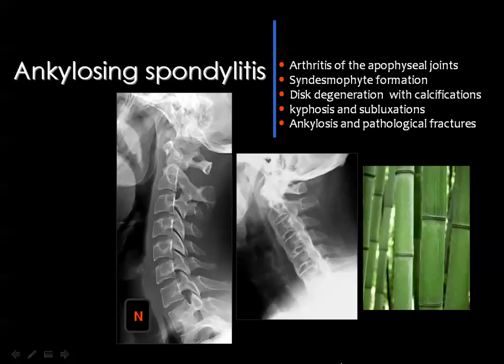In the cervical spine, ankylosing spondylitis affects early the facet joints. This is the normal cervical spine, and these are the facet joints which are intact. But here you can see that there is obliteration or ankylosis of all the facet joints in the cervical spine. Also, there may be syndesmophytes, which are osteophytes arising from the mid portion of the vertebral body, not from the vertebral end plate. Disc degeneration with calcification, then kyphosis and subluxation. There may also be fractures affecting the spine because of the rigidity of the spine at that time.